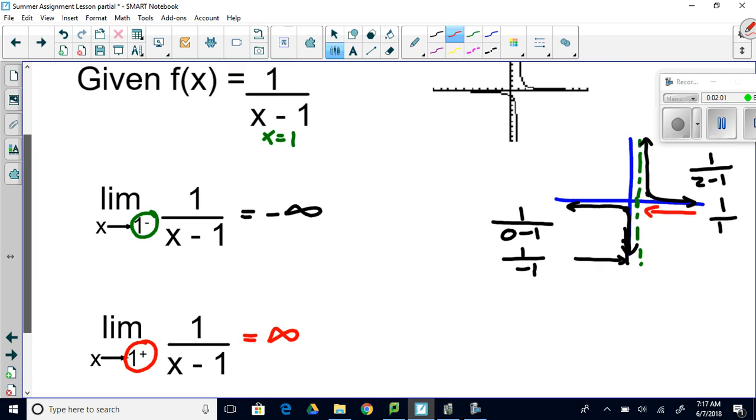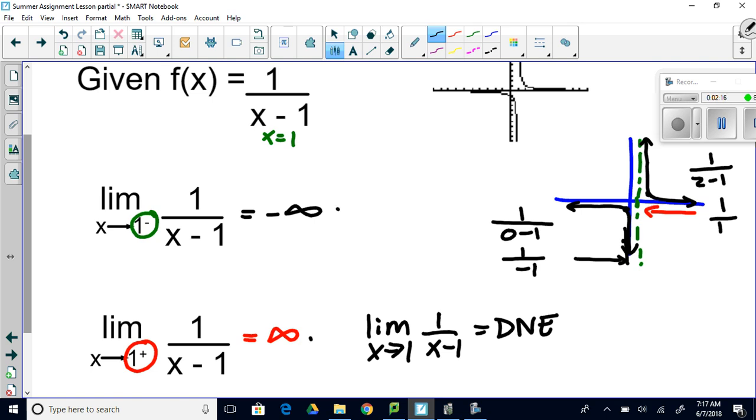So I know that my left-hand side and my right-hand side are not equal. Therefore, if the question said, what's the limit as x approaches 1? I would say that does not exist because my left-hand side is going to negative infinity, my right-hand side is going to positive infinity. They're not equal, so it does not exist. Remember, the key to this is you're going to have to know how to graph this without a calculator.